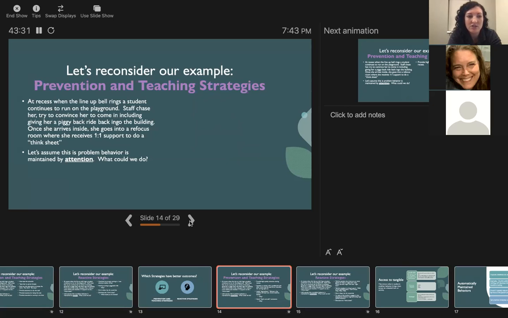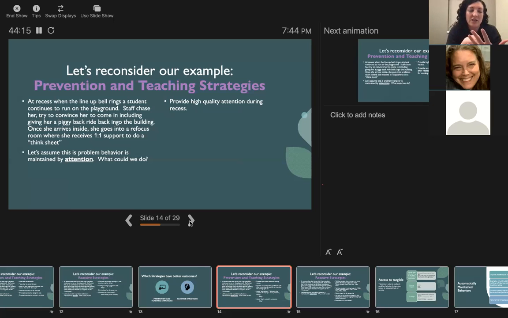So if our prevention and teaching strategies assume this is maintained by attention, let's provide high quality attention during recess. And I define high quality attention as, I wish I had it written down, because every time I'm on the spot, I miss one of the 5 things. We're making eye contact. Touch can include high quality attention. Facial expression, voice inflection, and here it's happening, the 5th one escapes me every time.